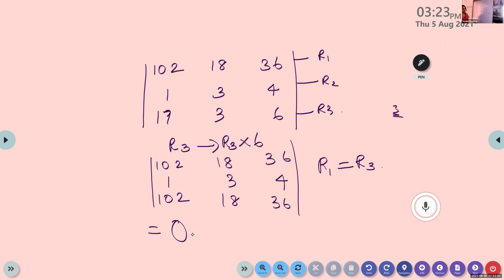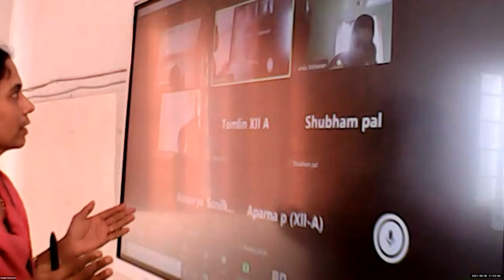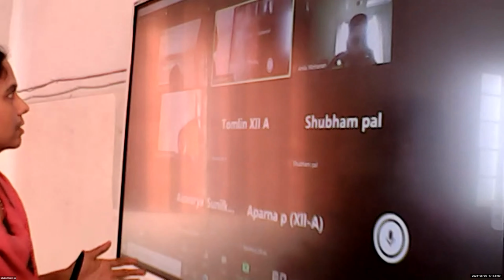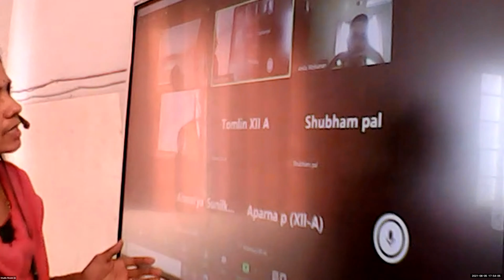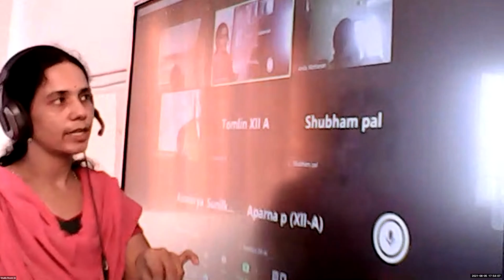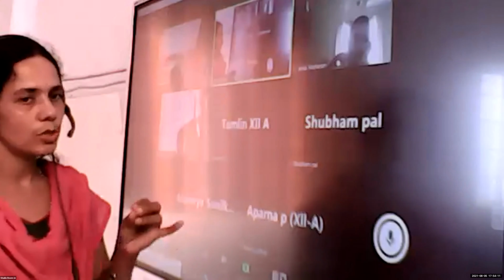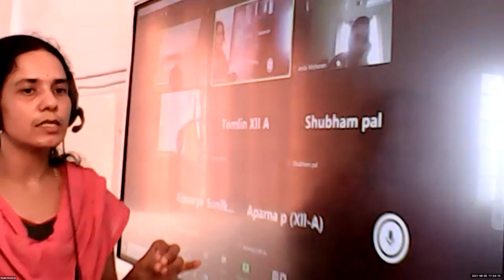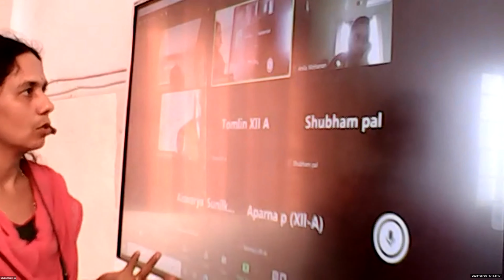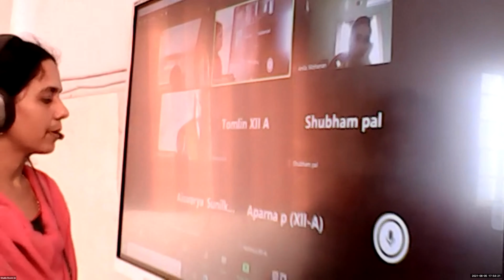Is it okay? Is it clear, children? Actually, this part is not there in your syllabus, but in finding inverse for simultaneous equation, they have introduced row reduction method. In your syllabus, for solving simultaneous equation, you have row reduction method. So if you go through these questions only, you will understand what is meant by row reduction method and all. How we are reducing the rows, which are the row operations.